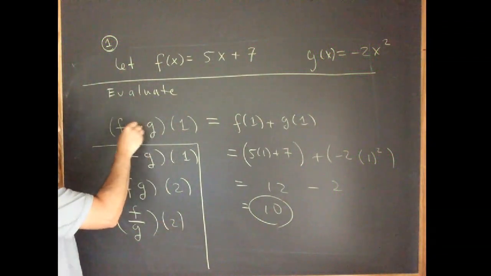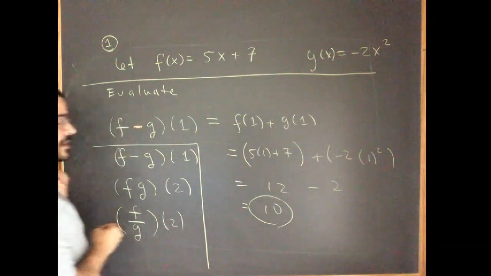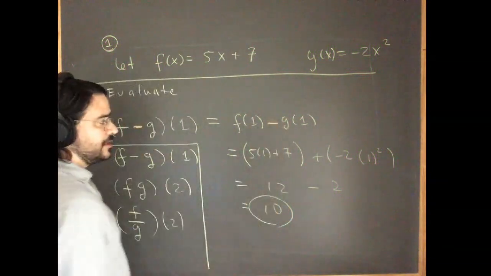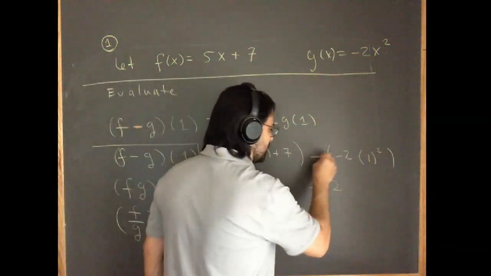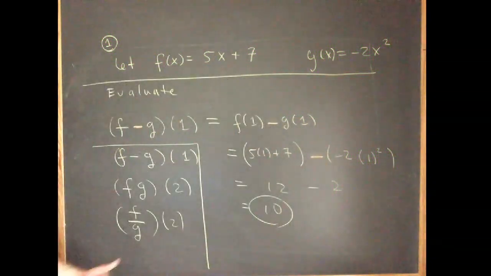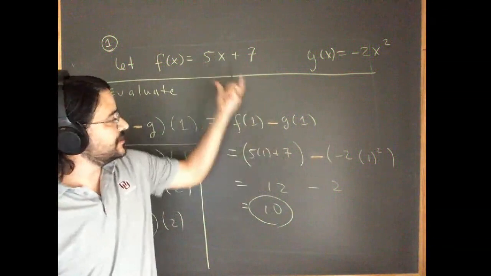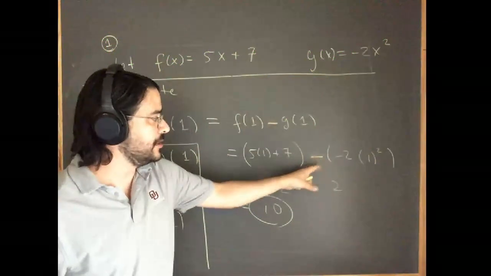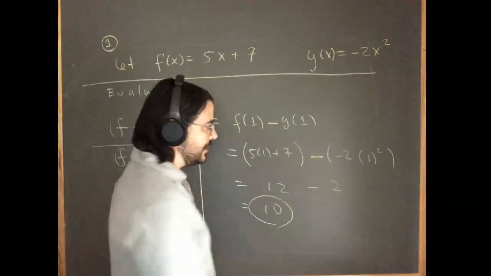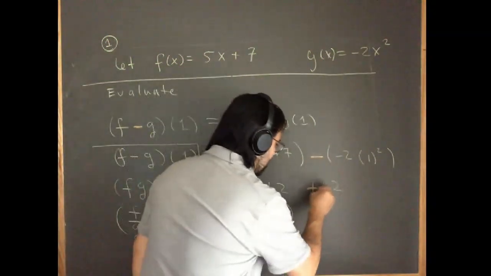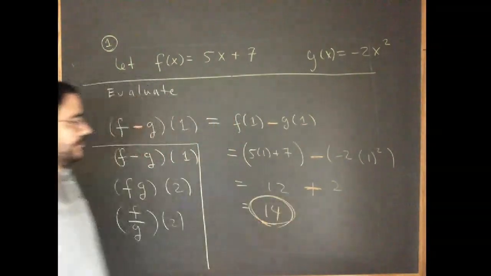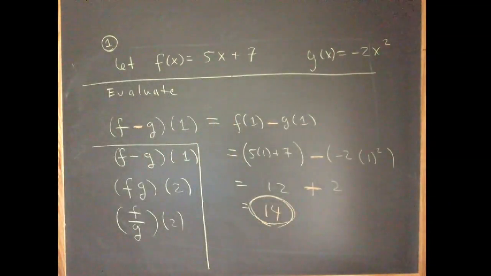So here I'll do f minus g evaluated at 1. The difference is now here we would get f of 1 minus g of 1. So here we would get a subtraction, right? So we're still plugging in 1 into this function and 1 into this function, but now we're using the operation of subtraction. So these are the two outputs. We're subtracting. Negative, negative now makes this one a positive. So now we get 14 for this one. Okay, so that would be that guy.